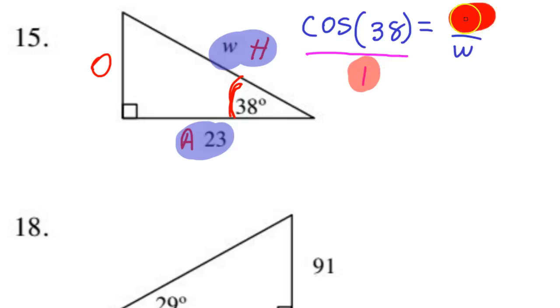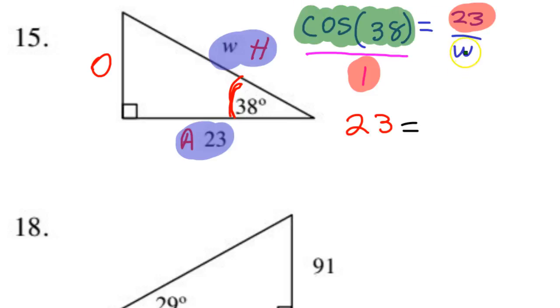1 times 23. 1 times 23 is just, well, 23. Okay, that's simple enough. But now, this cosine 38 is going to get multiplied by this w in green. Oh, okay. Well, let's see. That's w times cosine 38. Well, the problem wants w by itself. So right now, I need to somehow get w by itself.